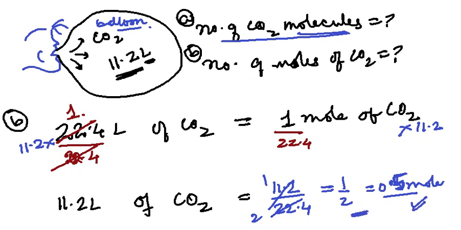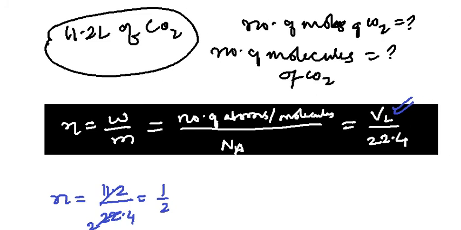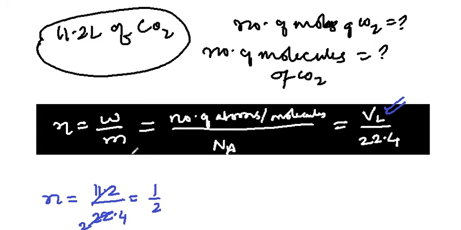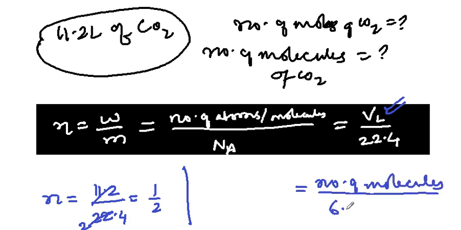Okay, so instead of doing the calculations like this, we could also possibly proceed by simply applying this particular formula: number of moles equals volume divided by 22.4 liter. Now we have to find the number of molecules. With respect to this, we have the formula: number of molecules divided by Avogadro's number, which is 6.02 into 10 to the power of 23, equals the number of moles that we have.